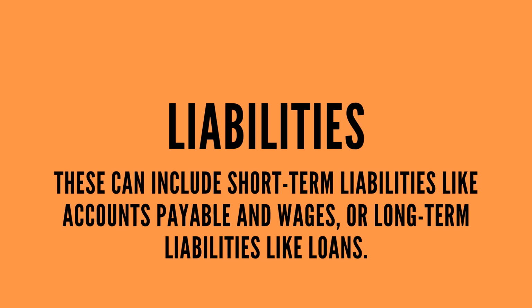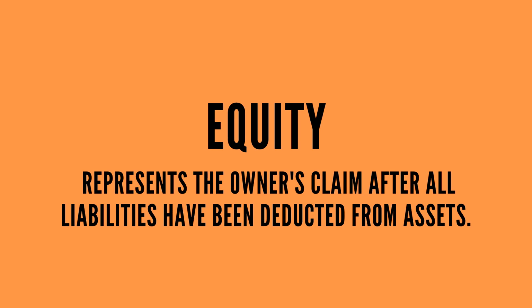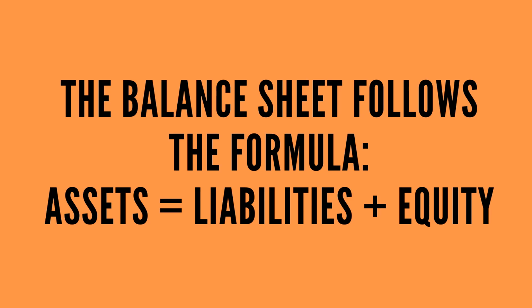Liabilities are what your business owes. These can include short-term liabilities like accounts payable and wages, or long-term liabilities like loans. Example, the same restaurant owes $30,000 in supplier payments, accounts payable, and $50,000 on a loan for kitchen equipment. Finally, we have equity, which represents the owner's claim after all liabilities have been deducted from assets. Example, if the restaurant has $130,000 in assets and $80,000 in liabilities, the equity is $50,000. The balance sheet follows the formula: assets equals liabilities plus equity.